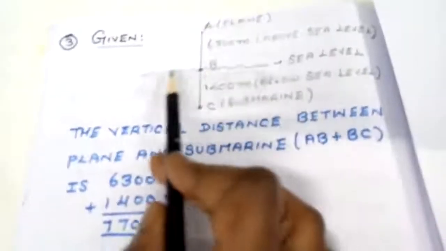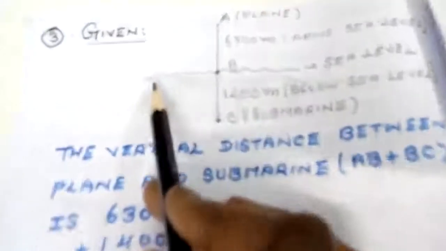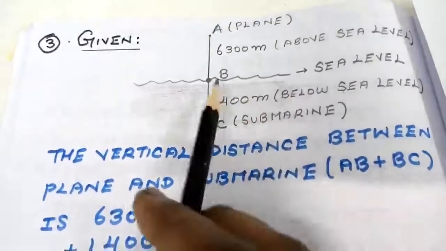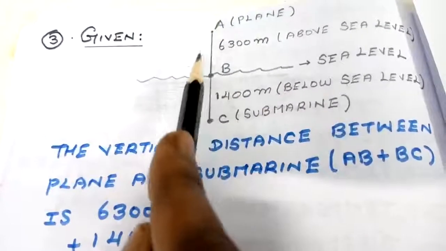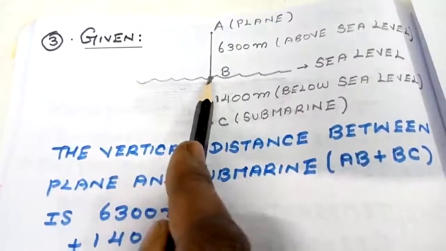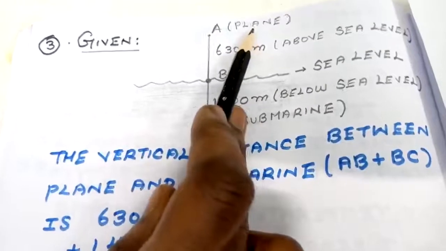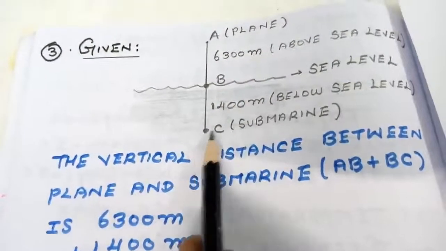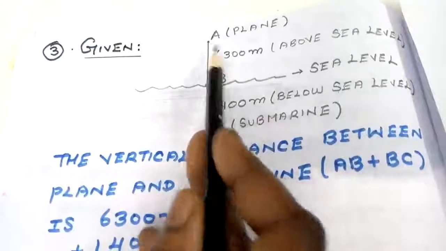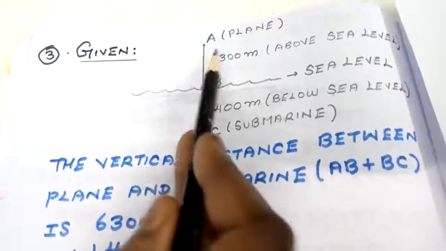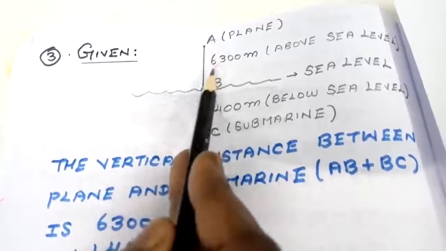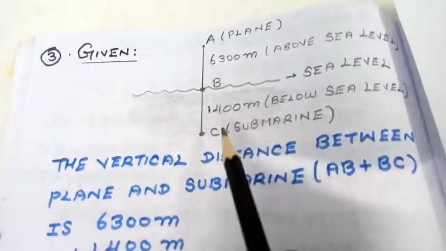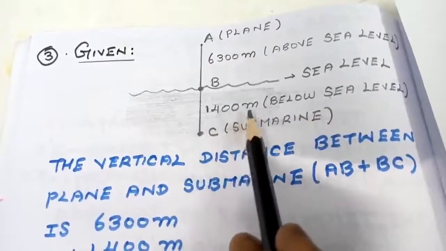Just imagine this is the sea level, the surface of the sea. At the bottom you will have the submarine, and at the top you will have the plane. I am locating one point B. A, just imagine you will have the plane here. Bottom C, submarine. From B to A, the distance above the sea level is 6,300 meter. B to C, below the sea level, 1,400 meter.